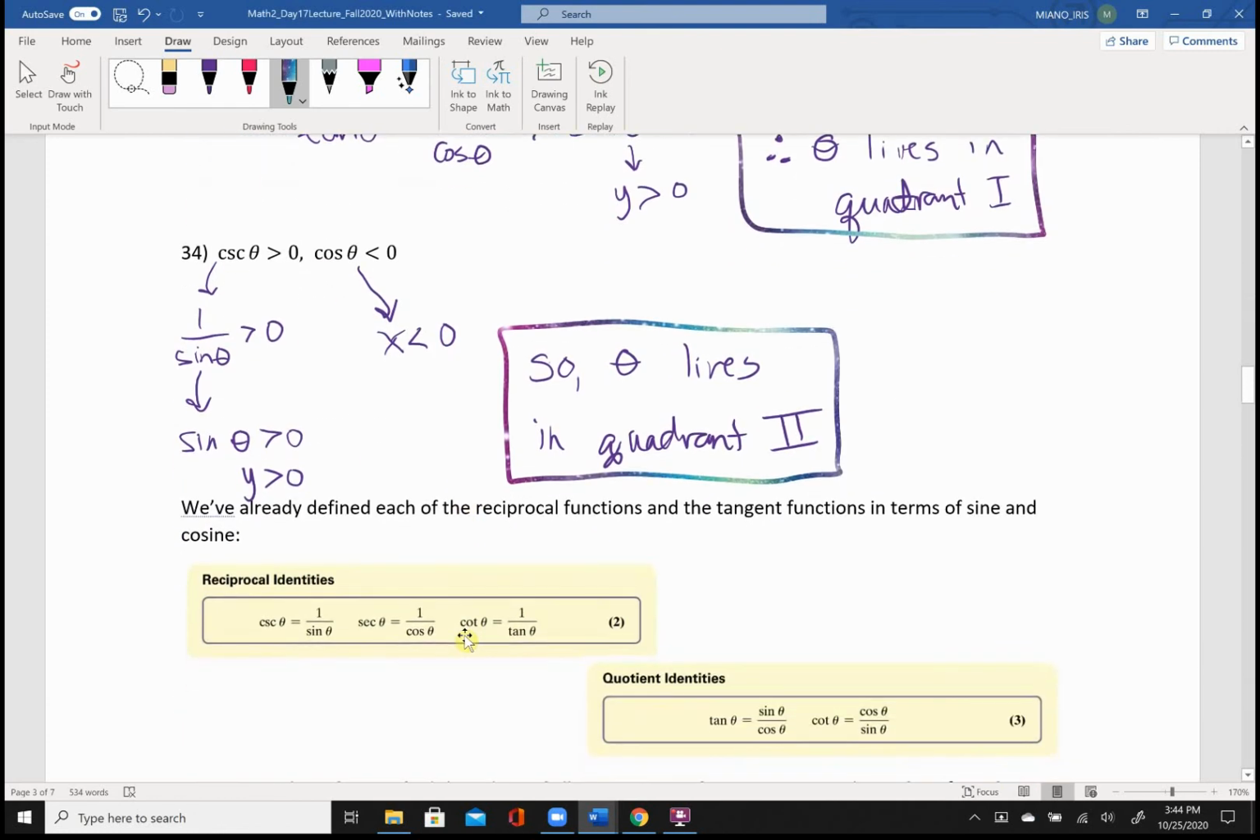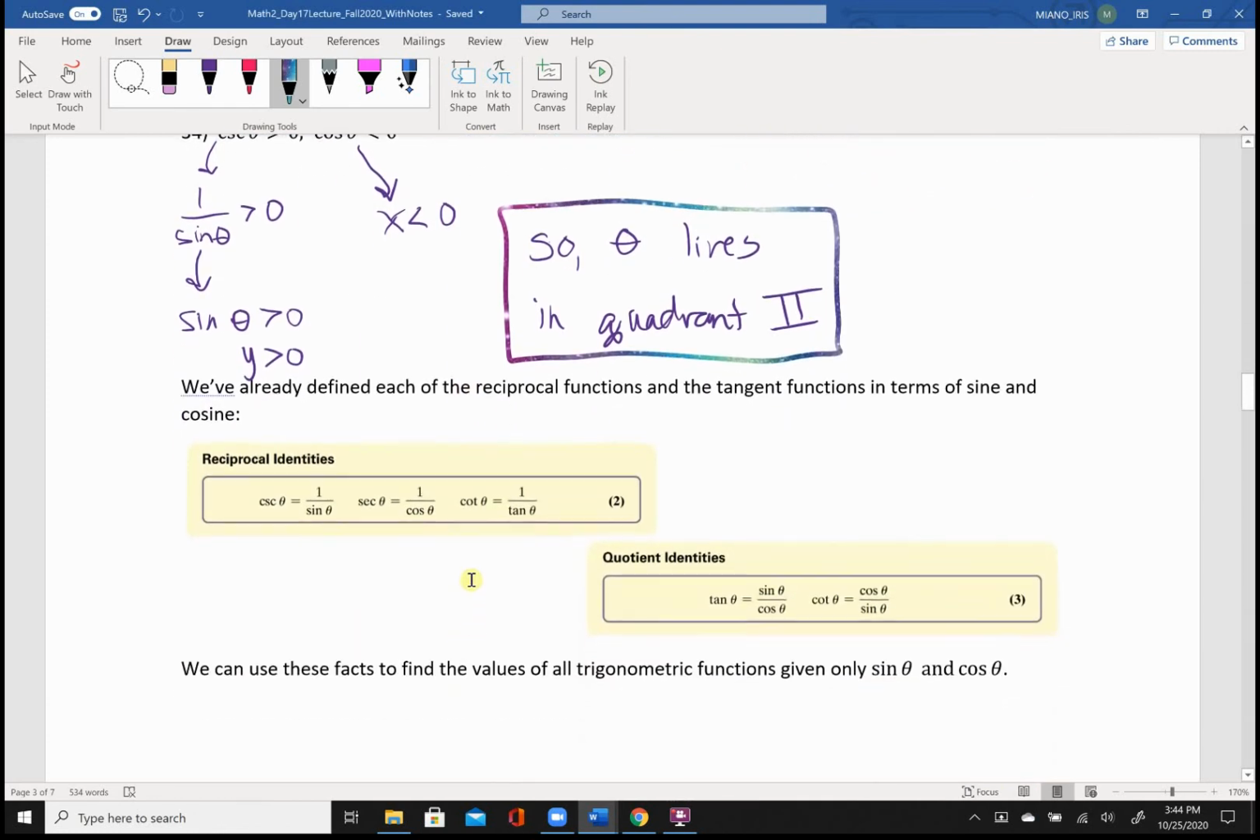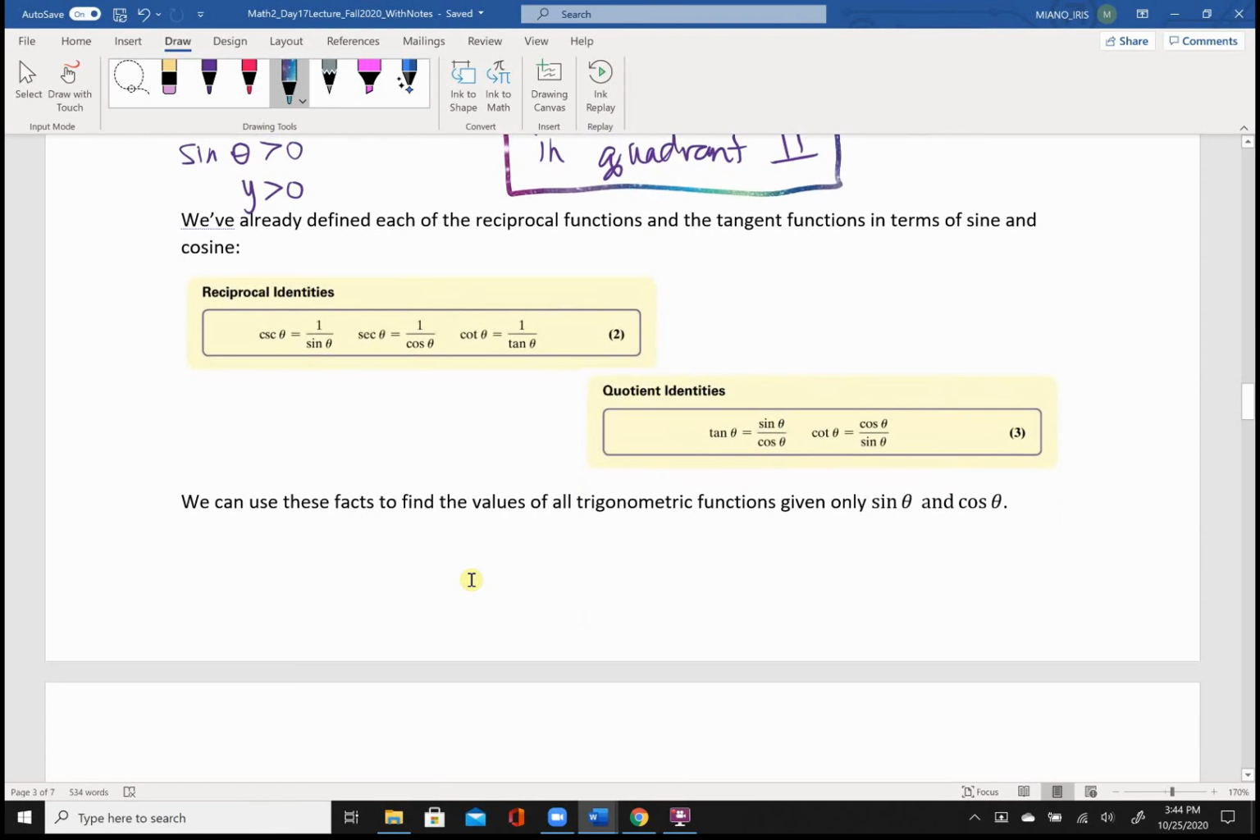Okay, great. Moving on. So here's where the reciprocal and quotient identities are formally defined, but we've already been taking this information for granted, at least the way that I've been thinking about these trigonometric functions.